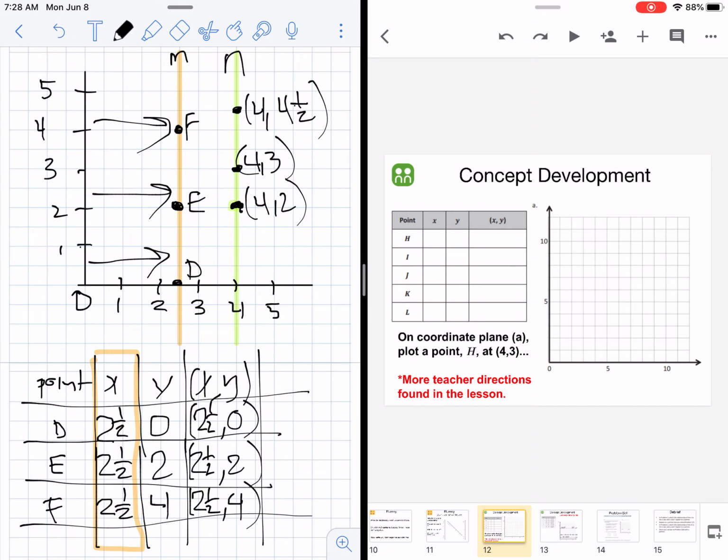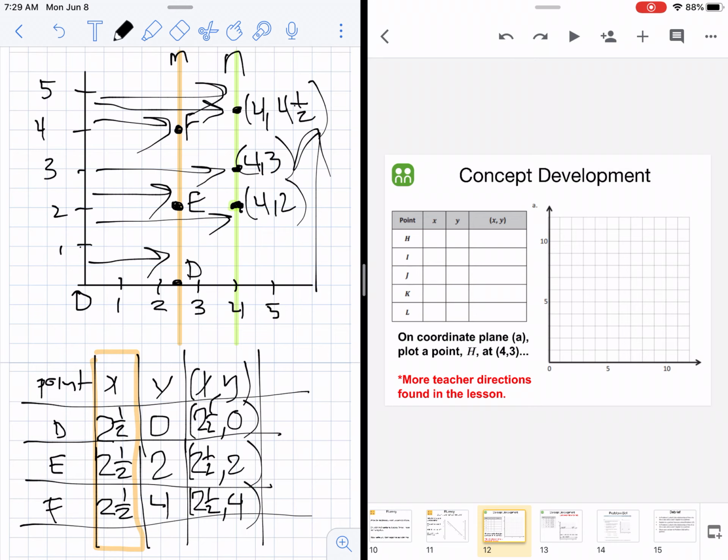So on the line N, what is the distance from the y-axis? The distance from the y-axis is 4. Very good. The distance from the x-axis changed every time. It was 2, 3, then 4 1/2. So when I say distance from the y-axis, we're looking at our x-coordinate. When I say distance from the x-axis, we're looking at our y-coordinate.